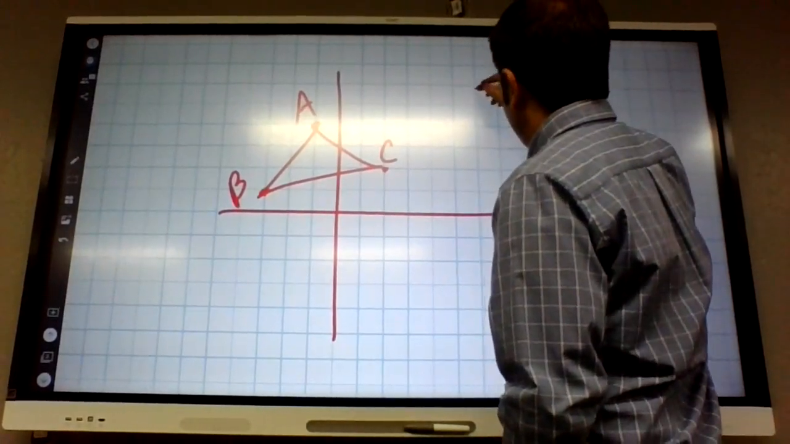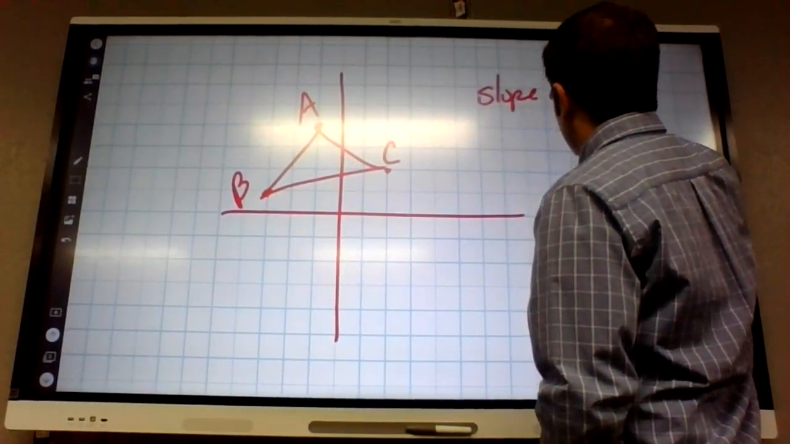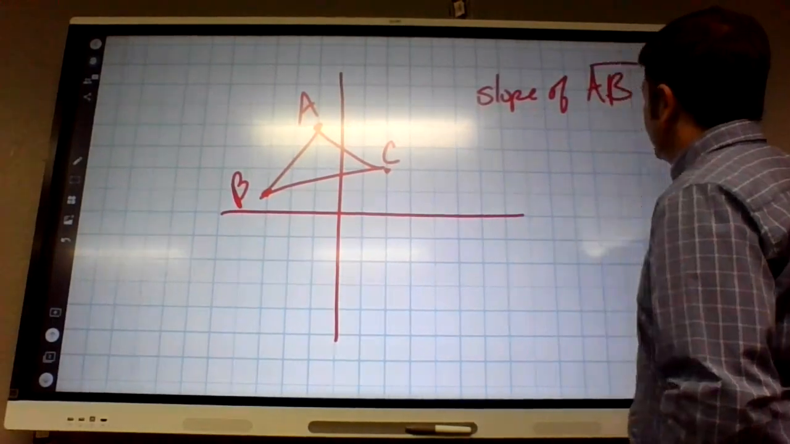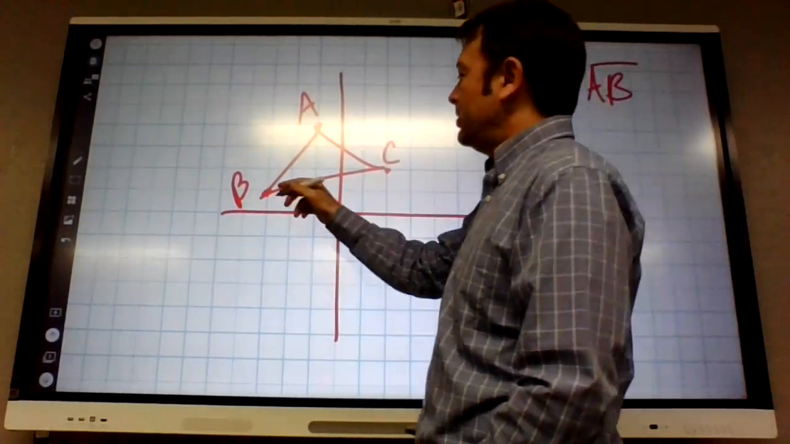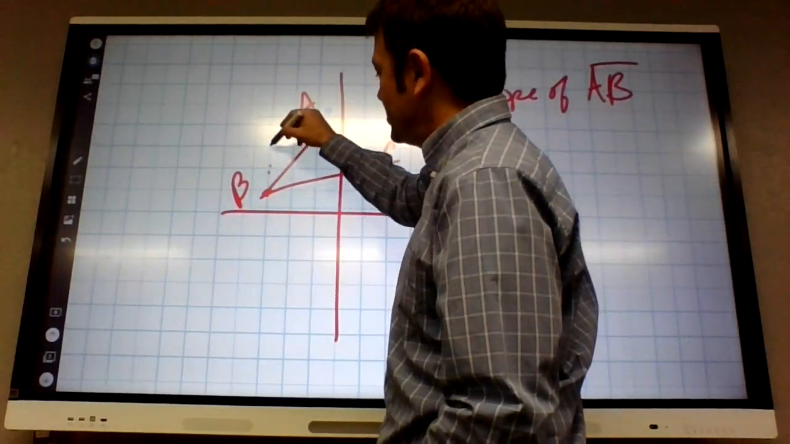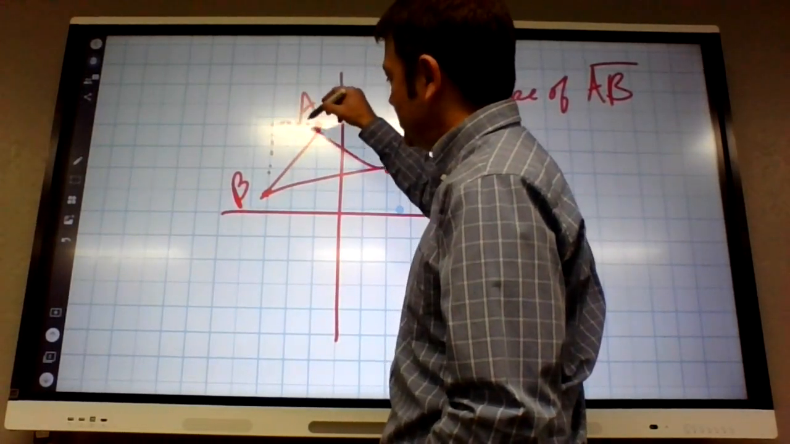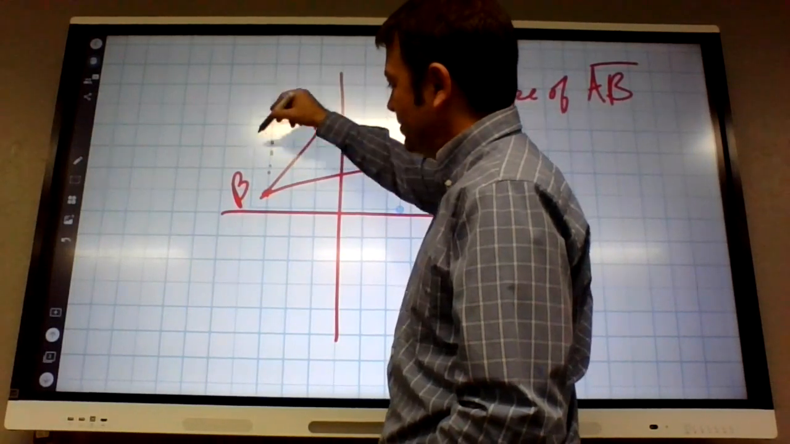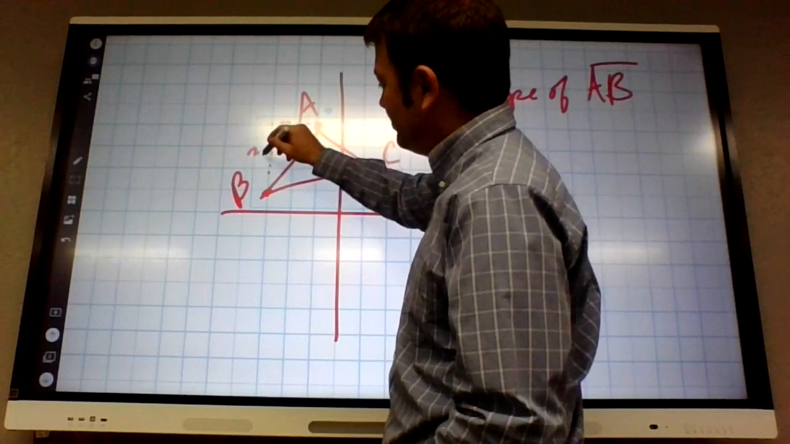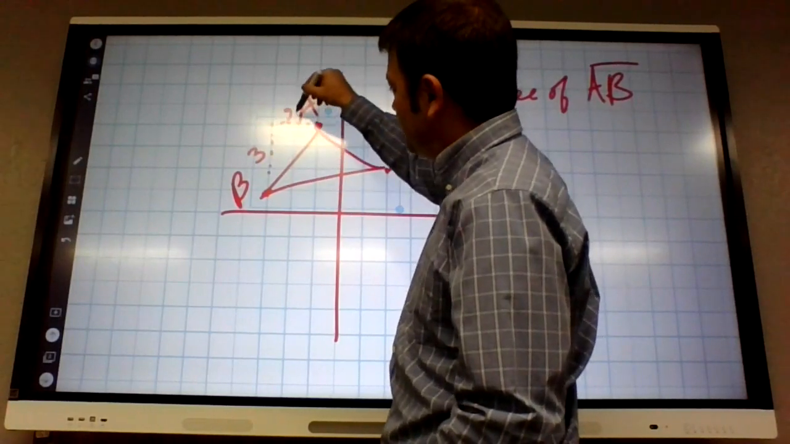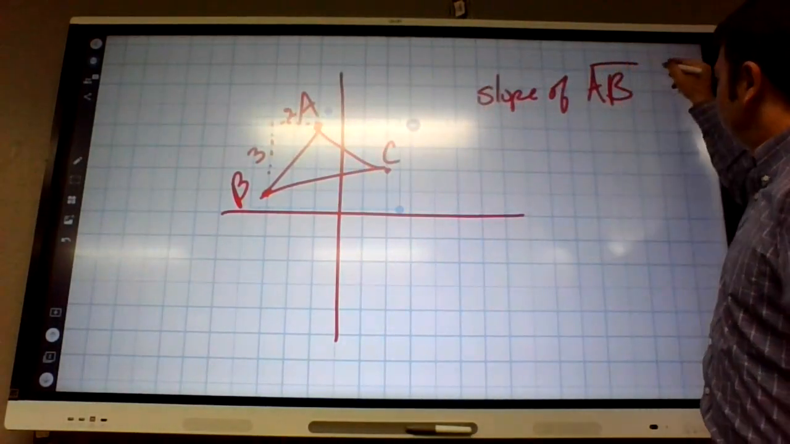If I said find the slope of segment AB, how would we do that? Rise over run. Okay, you count the rise over the run. So how much is it rising? 3. And it's running 2. So the slope would be 3 over 2.